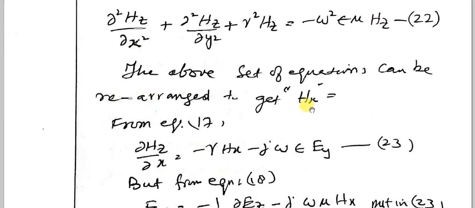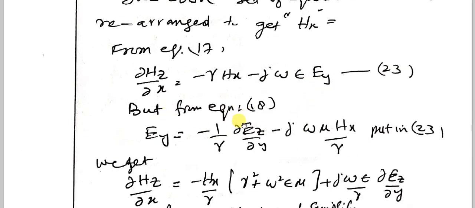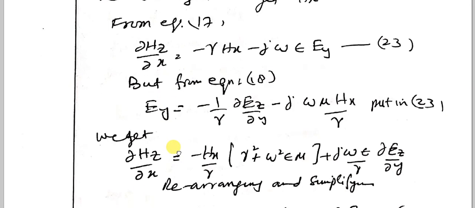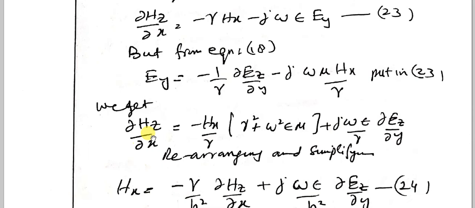Okay, so from equation 17, if you go and see, delta Hz by delta y is equal to minus gamma Hx minus j omega epsilon Ey. But from equation 18 we have the Ey value. So putting that value into equation number 23, we get delta Hz by delta x, rearranging all these mathematical terms.